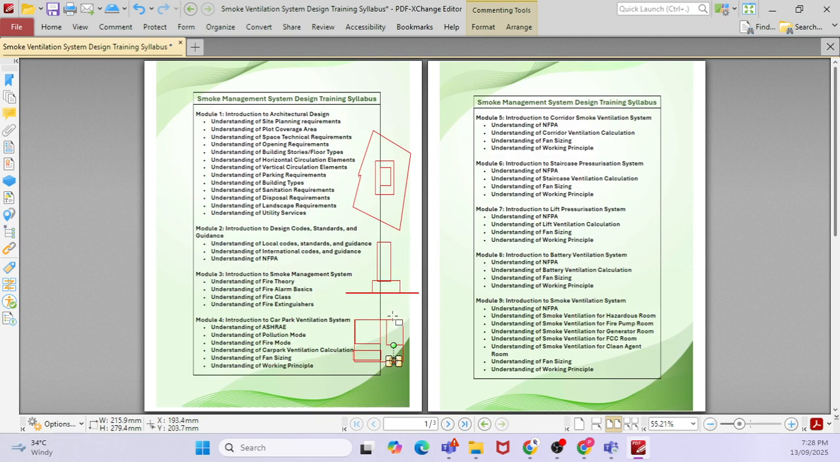If you are talking about one building, we will cover all the smoke management: the corridor, lift pressurization, staircase pressurization, battery room, hazardous rooms, fire pump room, generator room, FCC room, and clean agent room. All the rooms we will cover for smoke management.